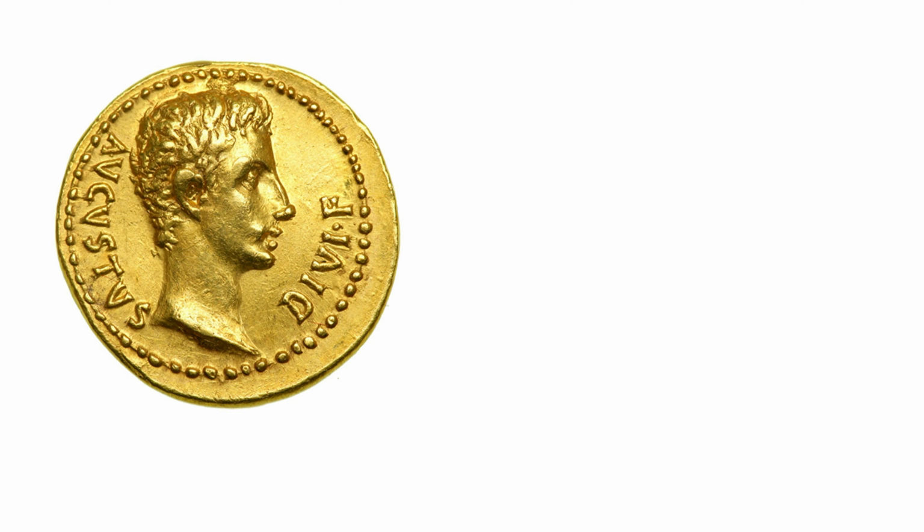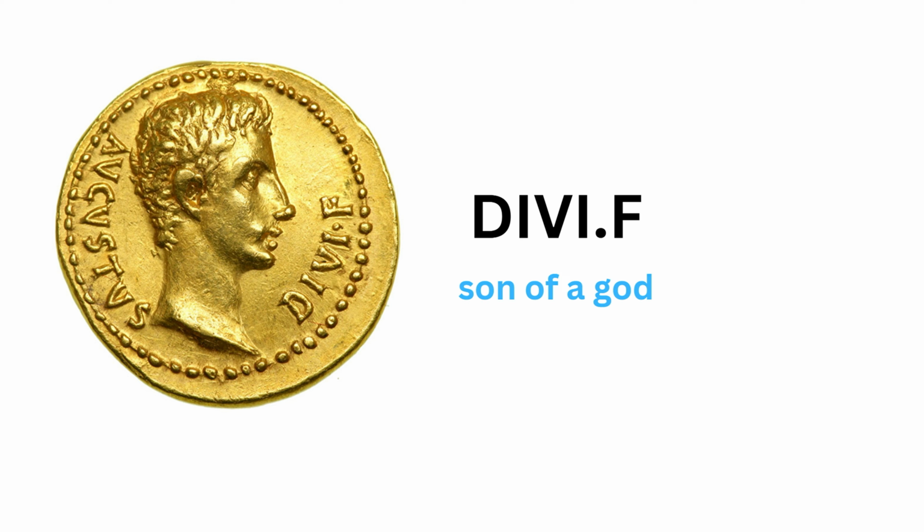On this one, you can see Augustus down the left-hand side, and you can also see DIVI F. Now, F, we looked at before, means son of, and Divi means god. So the son of a god. This is a different coin where Augustus, as he's now known, Octavian, is showing that he is the son of the now divine Julius Caesar.